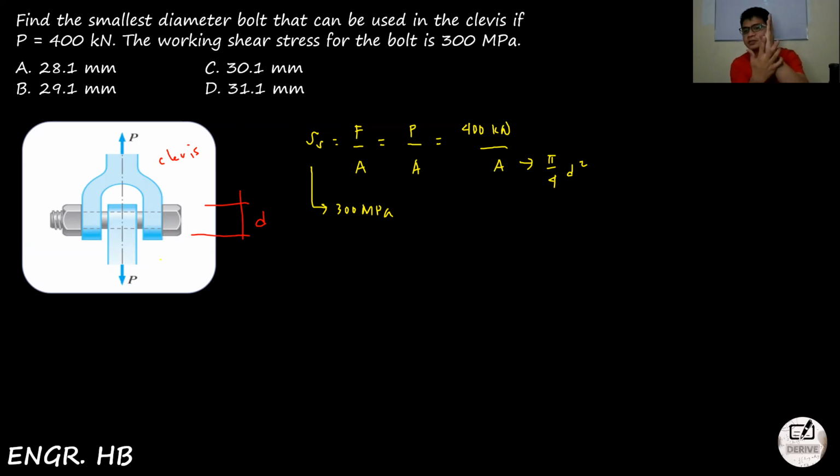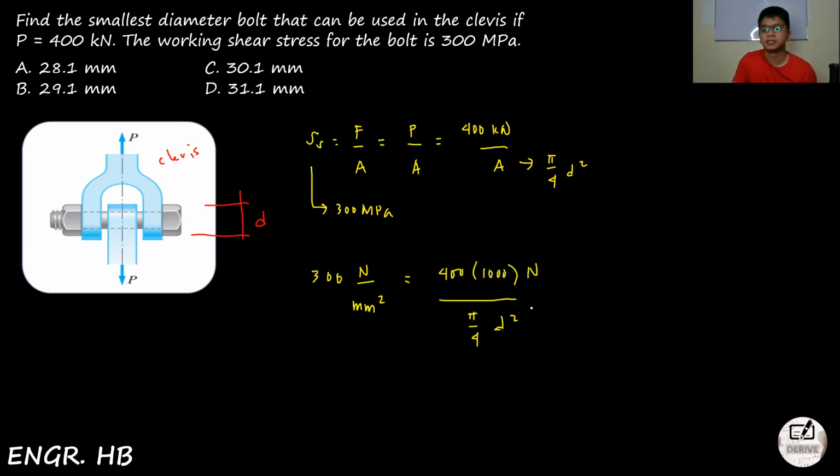So ano ba yung surface na to? So that was your cross area, which is area of the circle. So that will become pi over 4 d squared. So this will become a direct substitution. So 300 megapascal or 300 newton per mm squared is equal to 400 times 1,000 para maging newton na divided by area, which is pi over 4 d squared. But wait, guys, there's more.